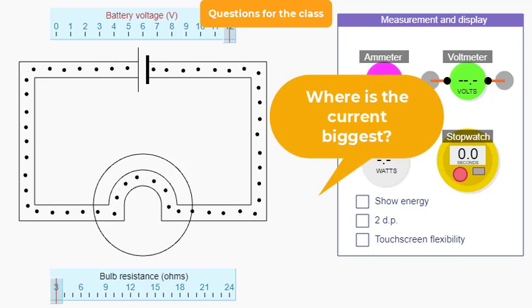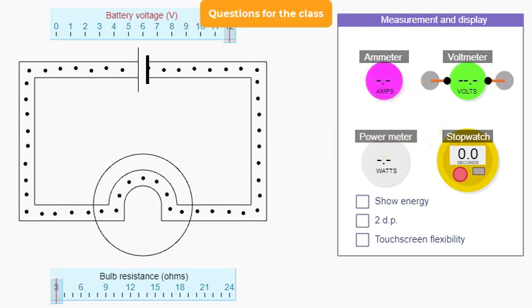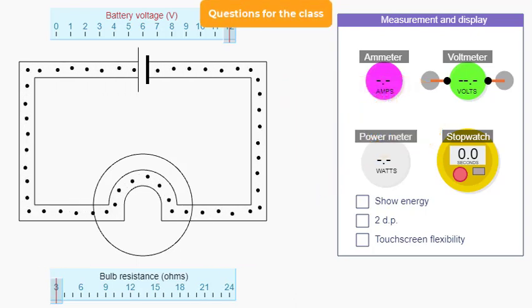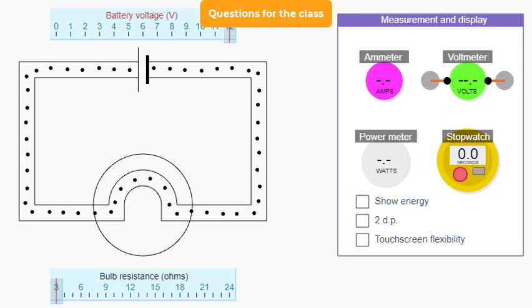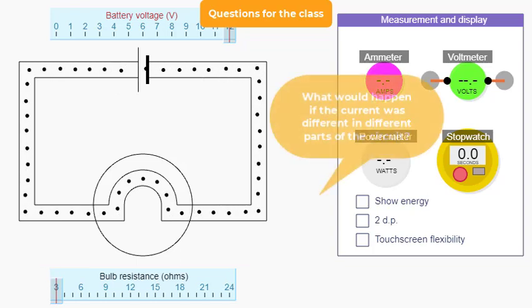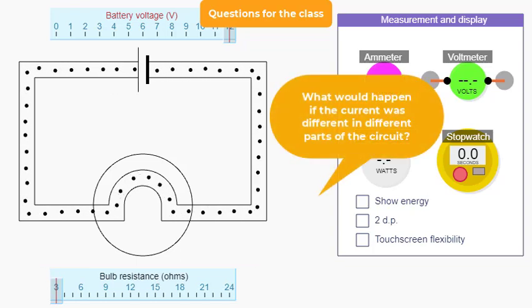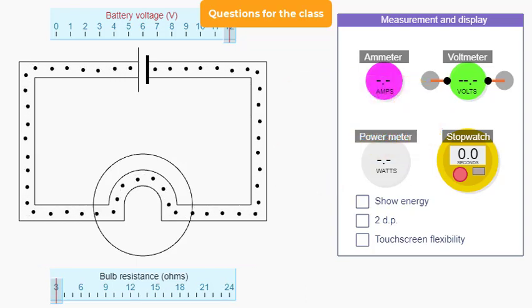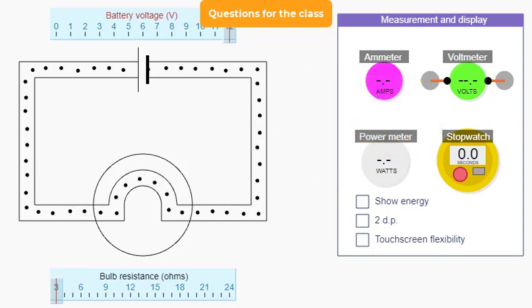So where is the current biggest? Nowhere. The current is the same everywhere around the circuit. And you can tell this because the charges are all moving at the same speed everywhere around the circuit. And what would happen if the current was different in different parts? Well, the charges would keep bunching up in some places and spreading out in others.